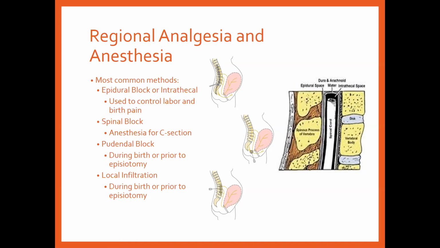You can have a pudendal block, which is during birth or prior to an episiotomy, where they just block a certain section of the peri area. And then you can also have local infiltration, which is during birth or prior to an episiotomy. So it's just one local section, one small section that they're numbing up.